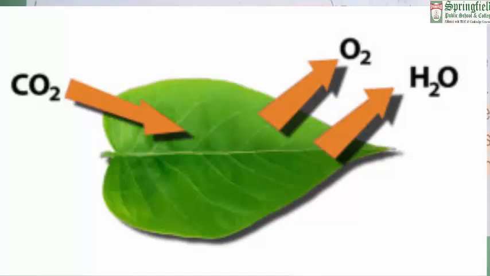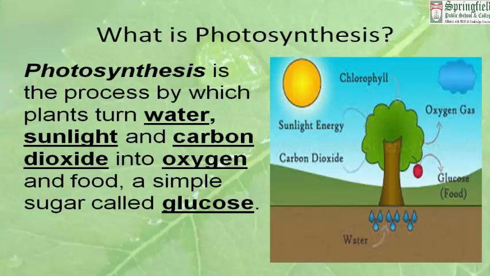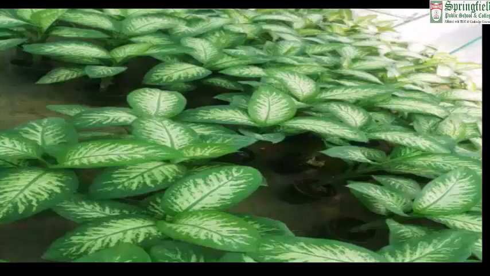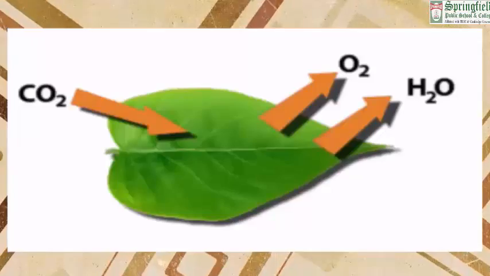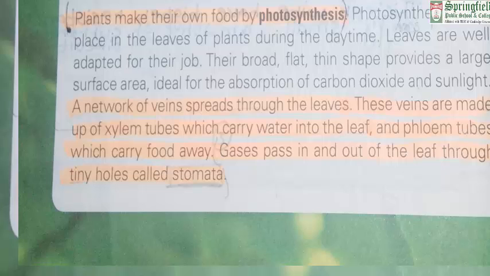And the surface area. Plants make their own food by photosynthesis. Photosynthesis takes place in the leaves of the plants during the daytime. Leaves are well adapted for their job. Their broad, flat, thin shape provides a large surface area, ideal for absorption of carbon dioxide and sunlight. So what's being explained here is that the process through which the plant makes its food is called photosynthesis. Plants take carbon dioxide and sunlight from the air and convert them into glucose and oxygen. The broader, flatter and thinner the leaves are, the greater the chance to absorb carbon dioxide and sunlight. In the next paragraph you're going to study the leaf structure.